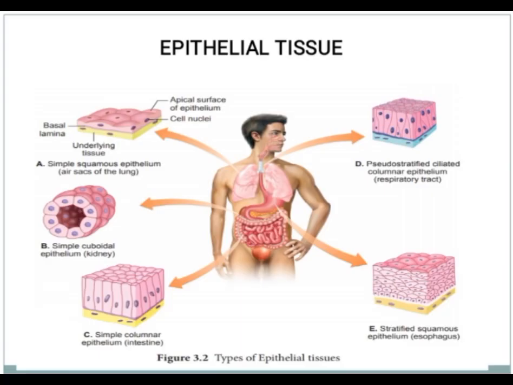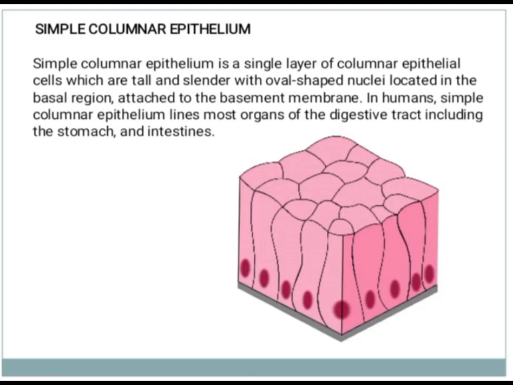We have a classification of epithelial tissue, which are simple columnar epithelium, simple cuboidal epithelium, simple squamous epithelium, stratified squamous epithelium, and pseudostratified ciliated columnar epithelium. First is simple columnar epithelium. Simple columnar epithelium is a single layer of columnar epithelial cells which are tall and slender with oval-shaped nuclei located in the basal region, attached to the basement membrane.